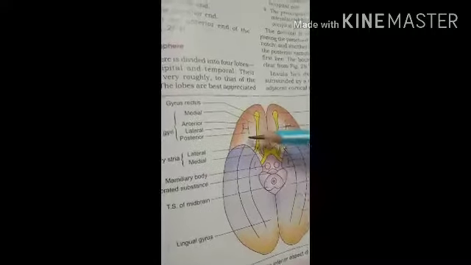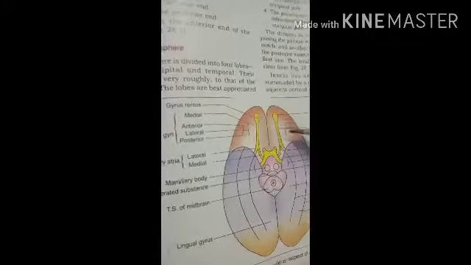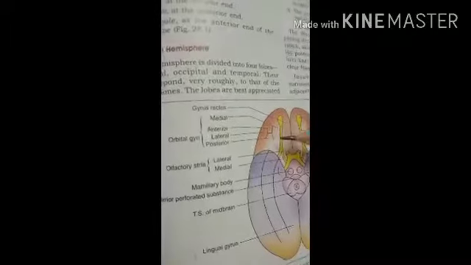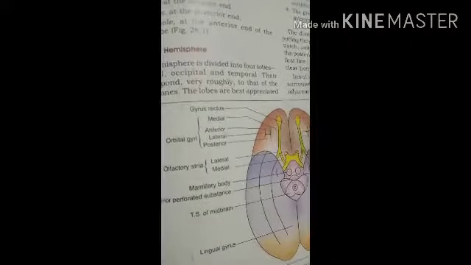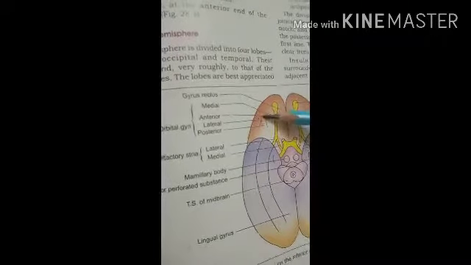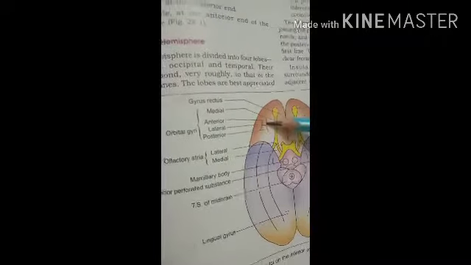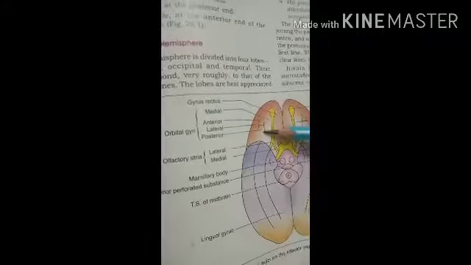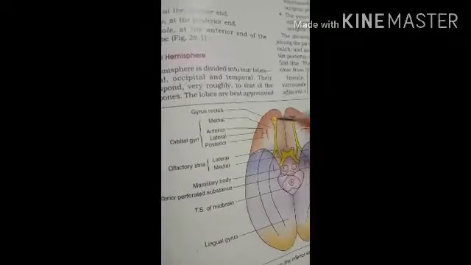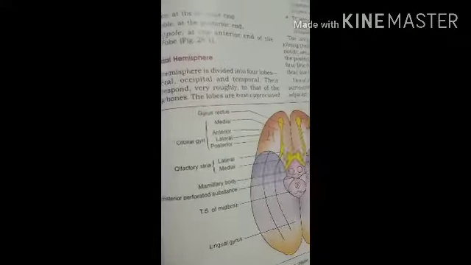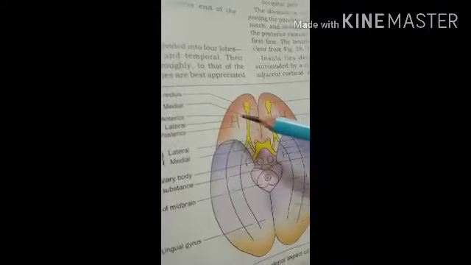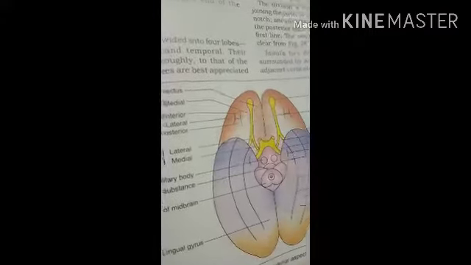Okay, then lateral to the olfactory tract there is the H-shaped sulcus, which is called the orbital sulcus. Because of the H-shaped sulcus, four gyri are formed: the anterior orbital gyrus, the posterior orbital gyrus, the lateral orbital gyrus, and the medial orbital gyrus.